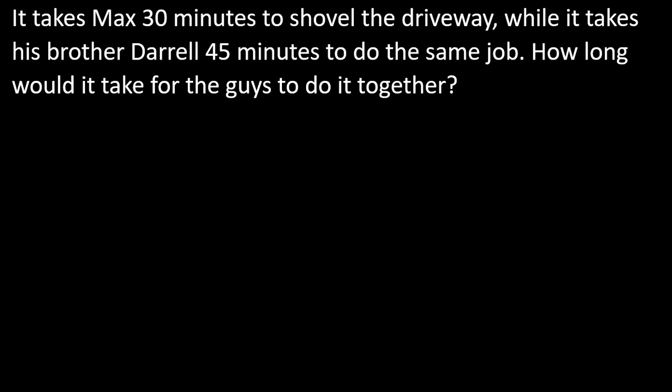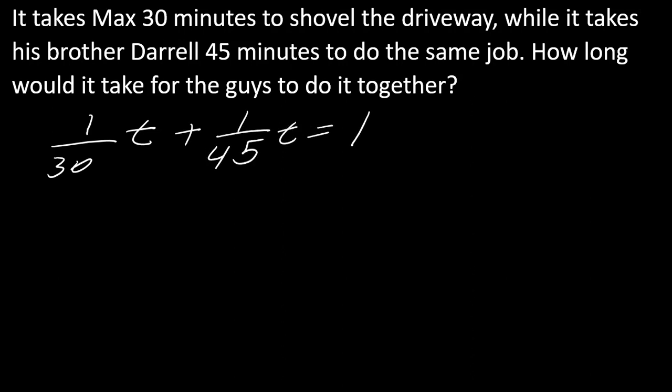For Max, it's one driveway in 30 minutes, but he's going to do it with his brother, so we don't know how long. So this is the rate for this job. And then 1 over 45 times t, and that's all going to equal 1. So there's your setup again. Now you just have to figure out what your LCD is. My LCD of all fractions is 90. So I'll just multiply all parts of this by 90.